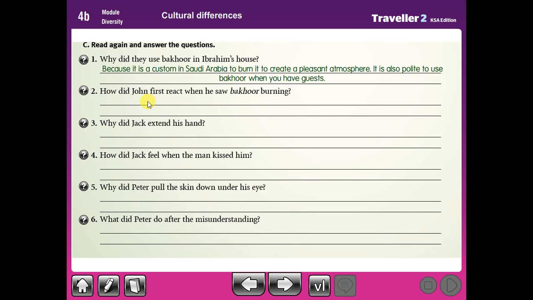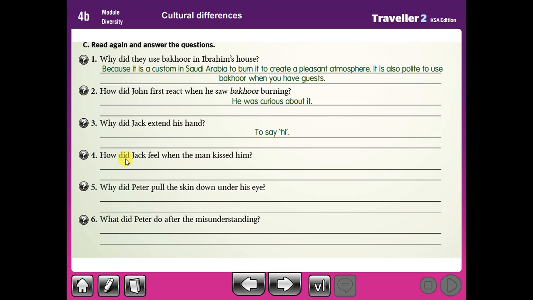2. How did John first react when he saw Bakhur burning? He was curious about it. He wanted to know why they do that. 3. Why did Jack extend his hand? To say hi.